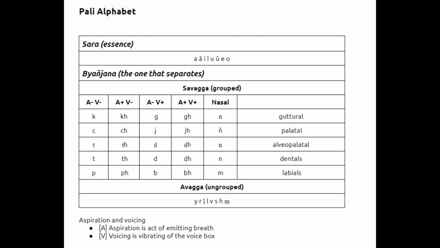Vyanjana are what separate the vowels out. So you almost never see two vowels together. It does happen actually, but it's so rare that you can say for all intents and purposes it just doesn't happen. They're separated by the Vyanjana. That's what Vyanjana means.